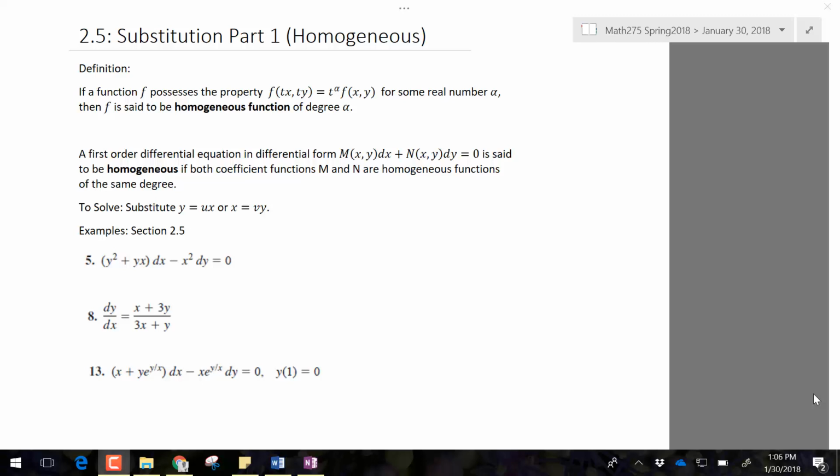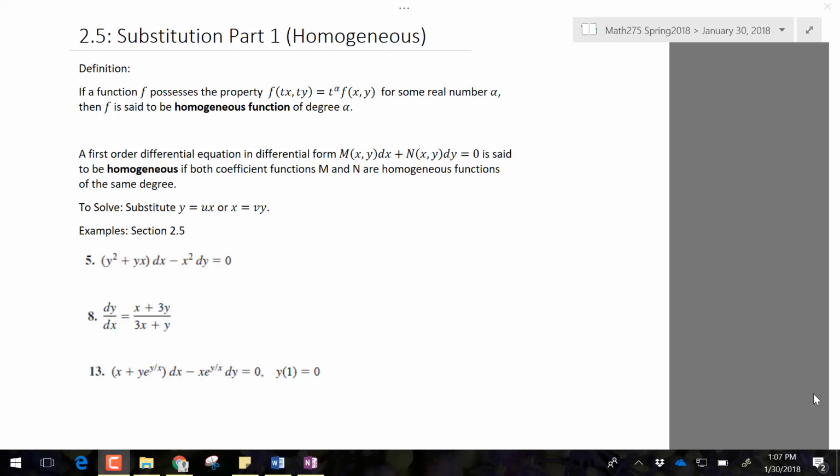So here's a definition of homogeneous. A function has the property where you replace the x and the y with tx and ty, respectively. Then you would be able to factor out of that function a t to some alpha. So it looks like the powers of x and y have to match somehow for this to work. So if you satisfy that particular property, then you have what's called a homogeneous function.